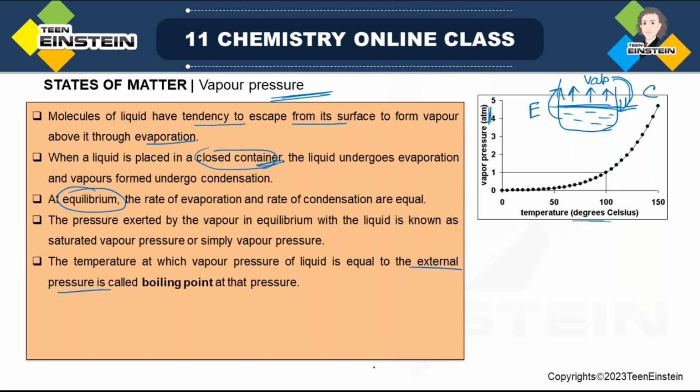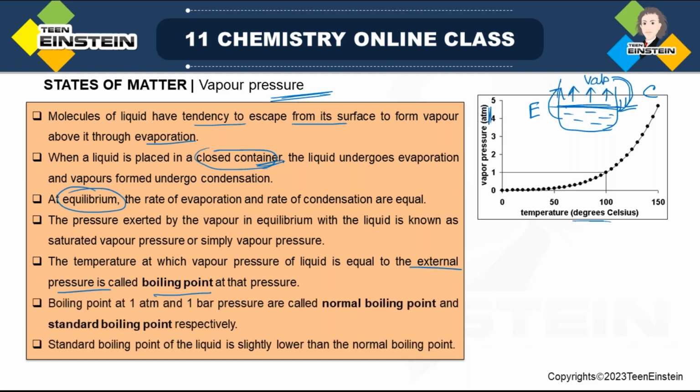When this situation is reached, at this temperature the liquid will be directly converted to vapor. It is no longer condensed again, because it has already reached the external pressure. That is why this temperature is the boiling point, where boiling will start. So now from liquid state it will gradually be converted to the gaseous state.